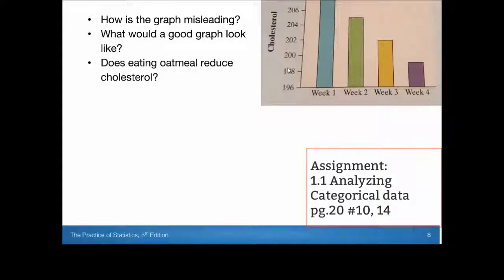So this story had to do with representing cholesterol, as you can read in the story. And then the question was, does eating oatmeal reduce cholesterol? The answer would be, well, yeah, it does, but it's not that big.